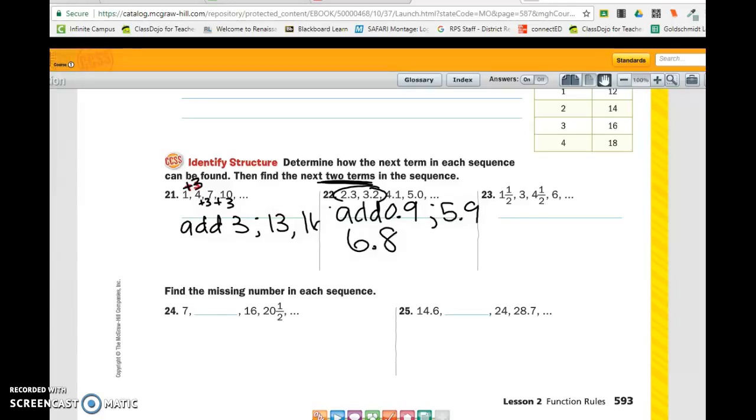Our next one, we're throwing in some mixed numbers. So I'm going to go from 1.5 to 3, 3 to 4.5, and 4.5 to 6. So let's look at this first one. To get from 1.5 to 3, I have to add 1.5. So 3 plus 1.5 is 4.5. 4.5 plus 1.5 is 6. So we're going to add 1 1/2. So 6 plus 1 1/2 is 7 1/2. And then 7 1/2 plus 1 1/2 is 9.